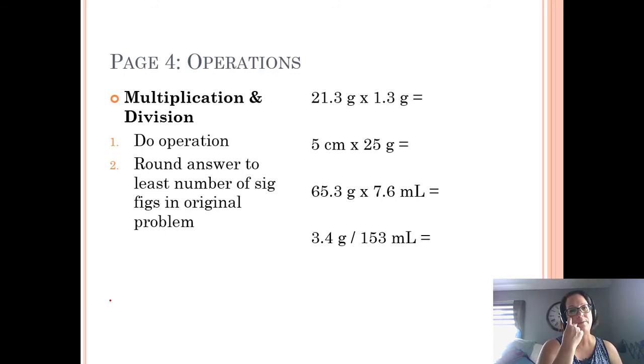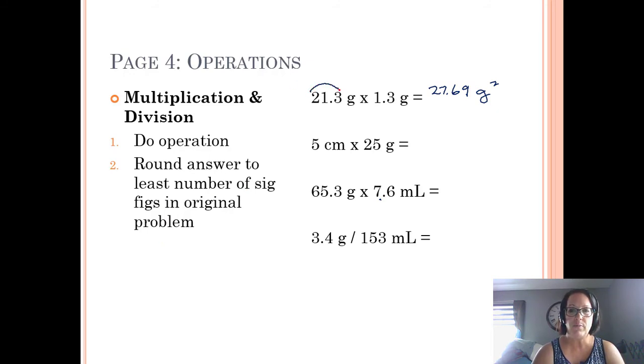Okay, so if you look at the steps, it says do the operation. So at my calculator, I'm going to go 21.3 times 1.3, and so I get 27.69. So that's what I get for my answer, 27.69. Grams times grams, kind of a weird unit, it's going to be grams squared. Okay, now it says round my answer to the least number of sig figs in the original problem.